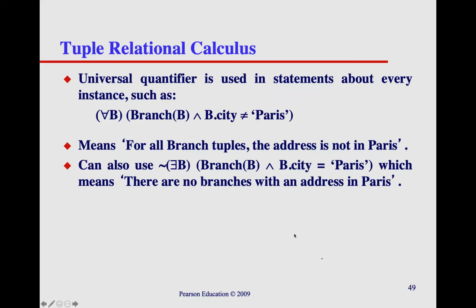We also can, using essentially De Morgan's law, invert a for all. So the equivalent would be there does not exist a B such that B is a branch and the city is equal to Paris. Remember, with De Morgan's law, basically inequalities get changed to equalities, you negate them, and the for all gets changed to there does not exist.